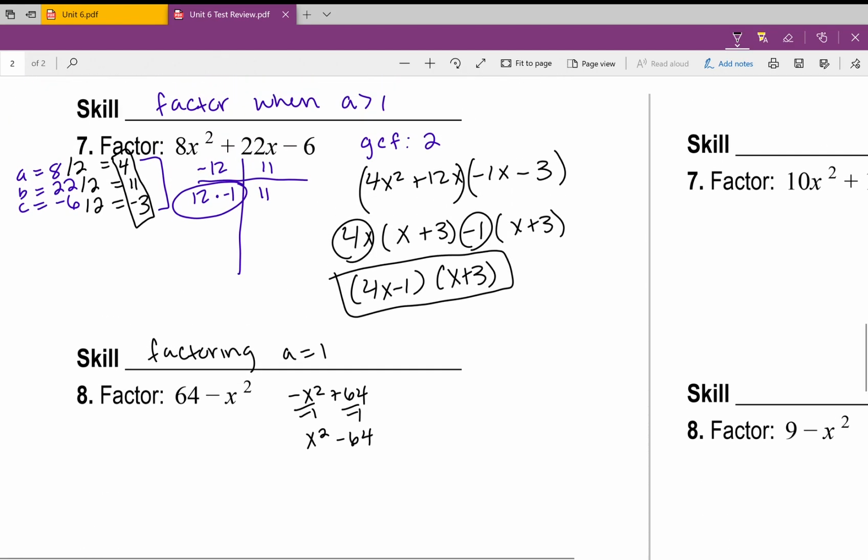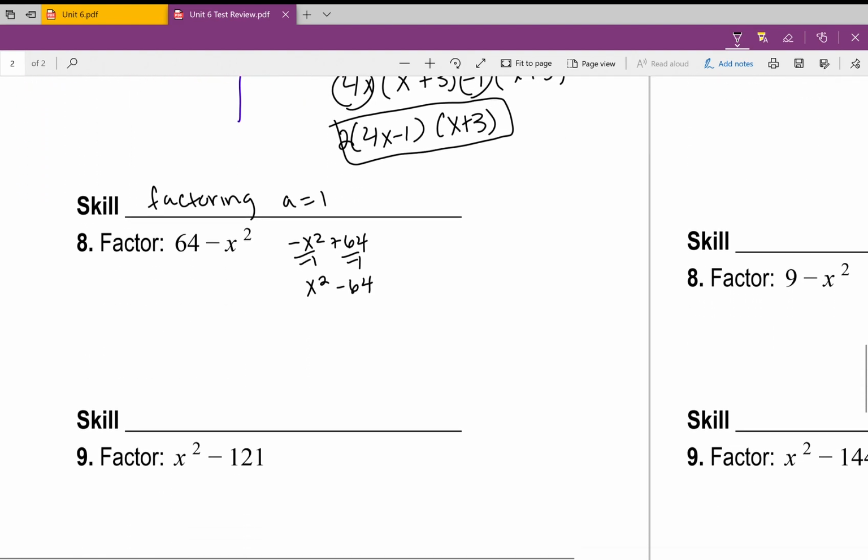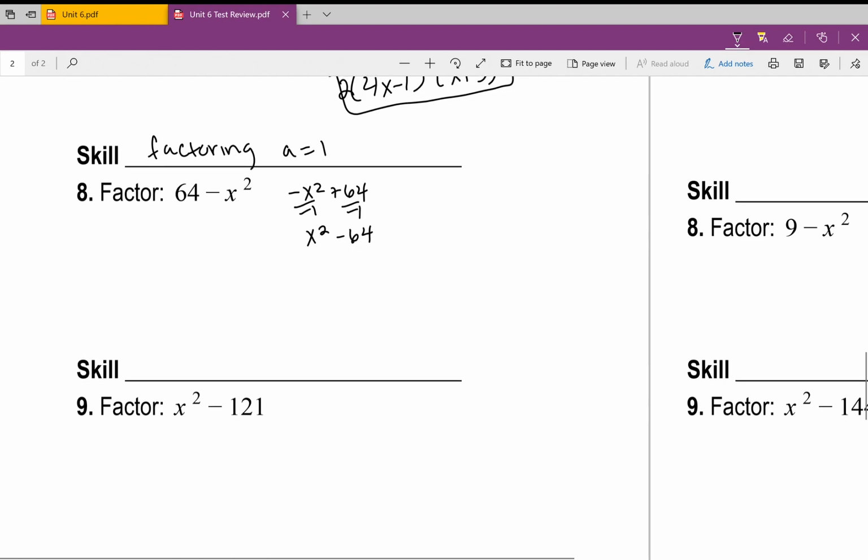Oh, real quick, number 7, my GCF was 2. I need to put a 2 right here. Sorry, let's go back to 8. I always forget about that GCF in the beginning. So that means my GCF here is negative 1.